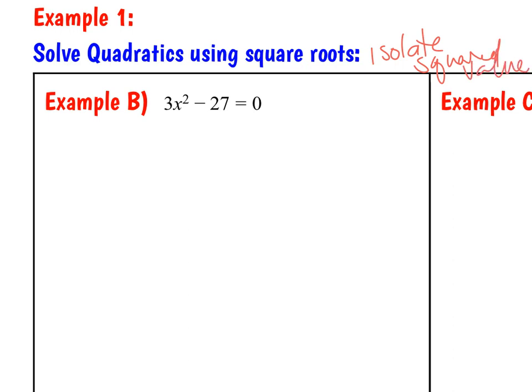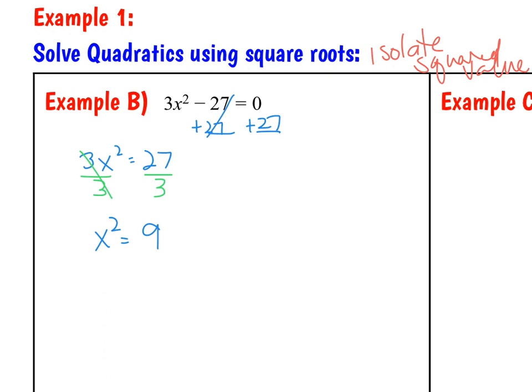And so what do we do first here? Well, we want to move the 27 first. Let's add 27 to both sides. So now this is 3x squared equals 27. And the x squared is still not by itself. So let's divide both sides by 3. So now we have x squared equals 27 over 3, which is 9. Okay? So now we have our x squared value by itself.